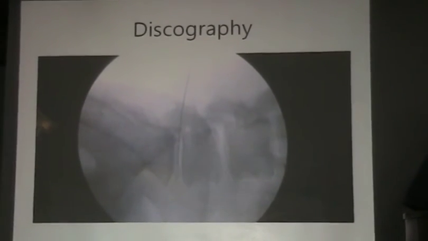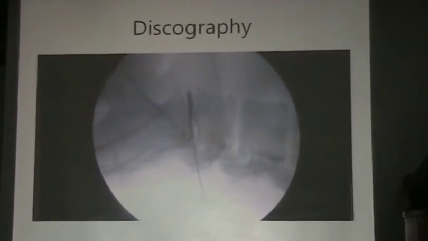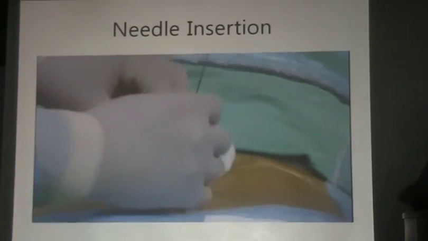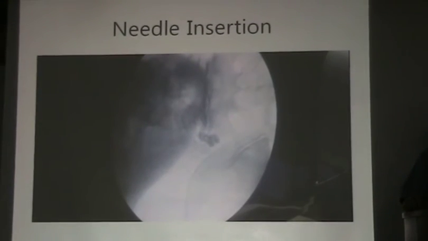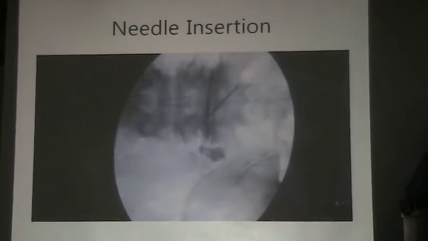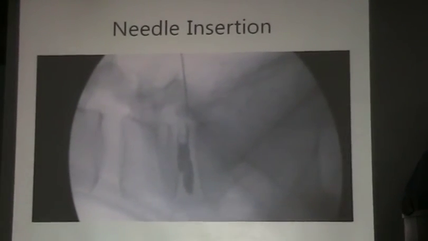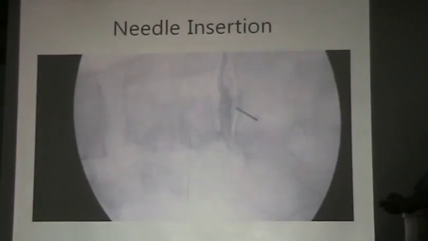It is very important to identify the extruded disc on the endoscopic view because of the blue stain. And 18 gauge spinal needle insertion to the target, the extruded disc, like this, gently, and check the lateral view. Insert the 18 gauge spinal needle to the target.